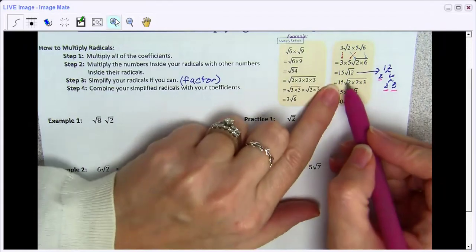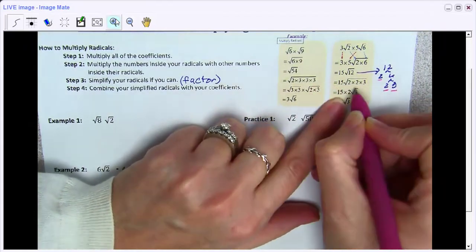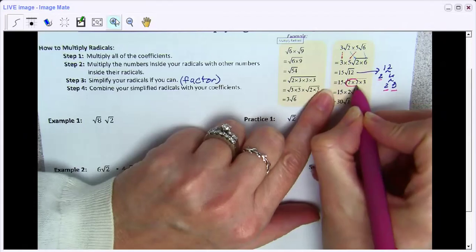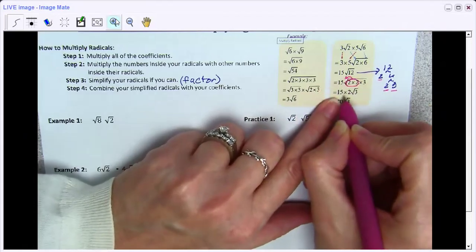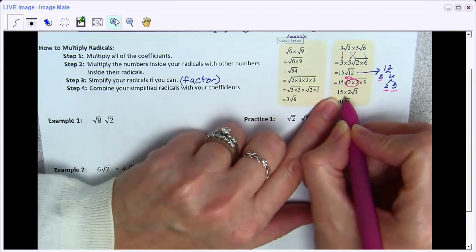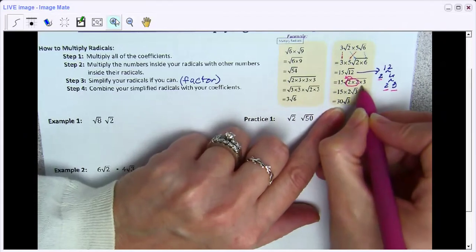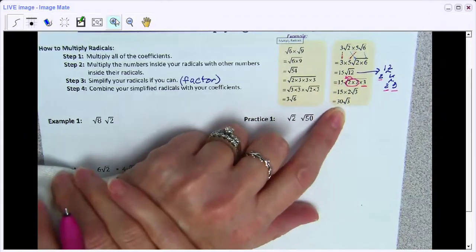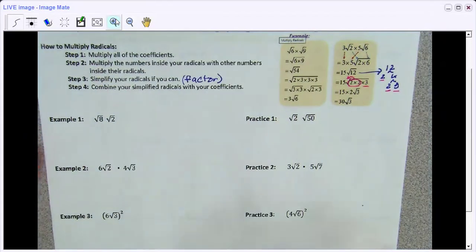Because our index here is 2, we don't see it, but we know that it's 2. We circle our groups of 2, and we can bring that out of the radical and multiply it by the coefficient of 15. And we get 30 square root of 3. The 3 stays in there because there was nothing to pair it with. That's kind of a review of factoring, putting it together with multiplying radicals.